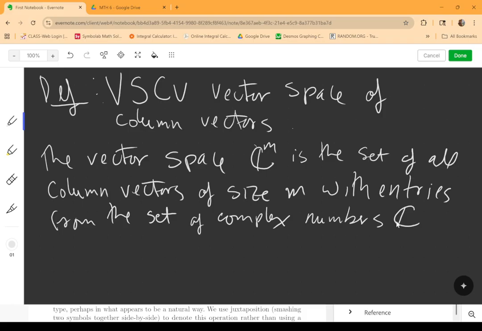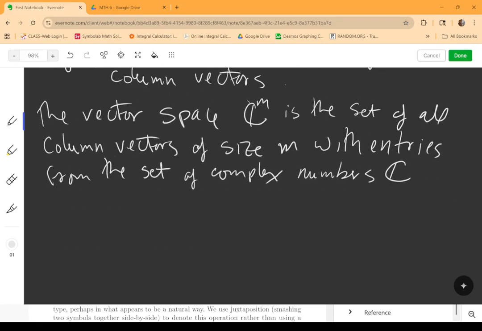But first, the definition of what we mean when we say vector. As we've seen, vectors can mean a lot of different things, right? It can mean geometrically and physically what they mean here, but in this specific context, in this class, they'll take on a whole new meaning of objects that we call vectors. But we start off with a basic vector here that we call C^m. So the vector space C^m is the set of all column vectors of size m with entries from the set of complex numbers C.